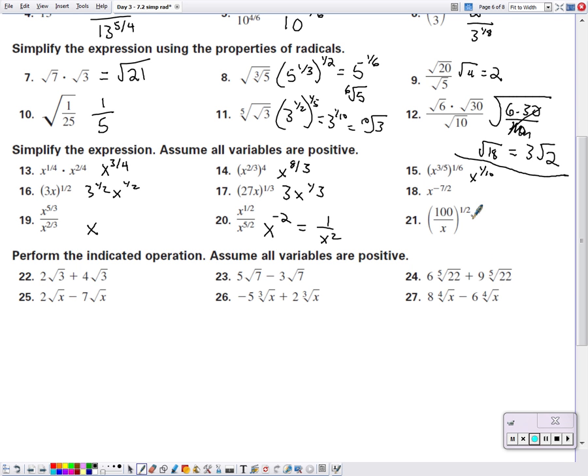Number 21, again, kind of like the others. I'm not really sure what they want, like 16 and 17. The square root of 100 is just 10, and the square root of x is the square root of x. Don't worry about rationalizing that quite yet.